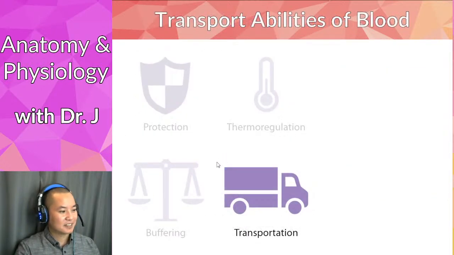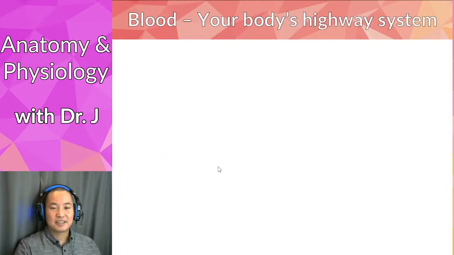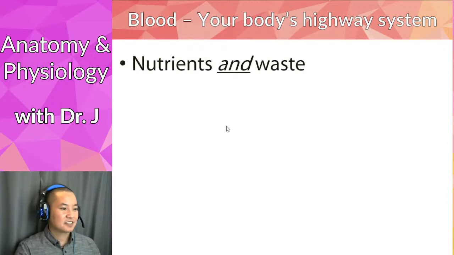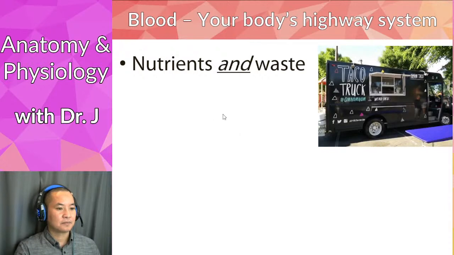And transport. Think of it this way: your blood vessels are like your body's highway system. They're the way of transporting nutrients, transporting gases, transporting everything your cells need to live, but also getting rid of the things your cells don't need, all of its waste. So it's not just nutrients and waste.